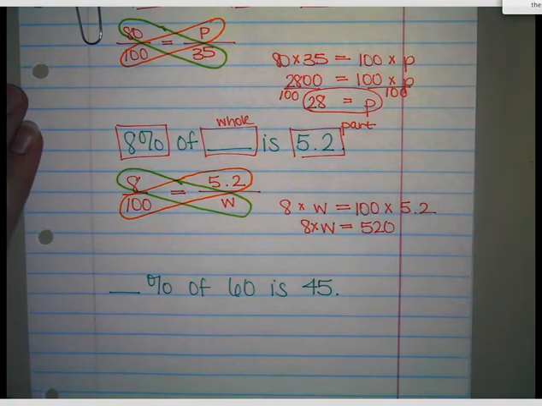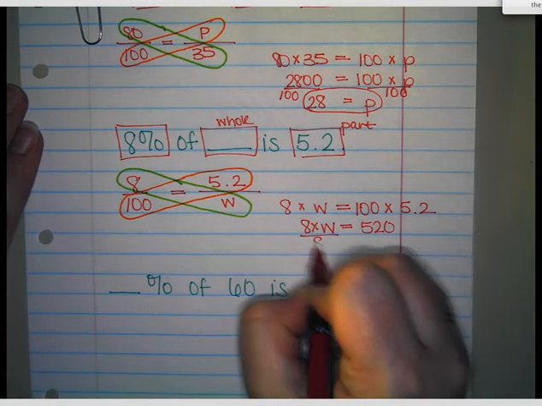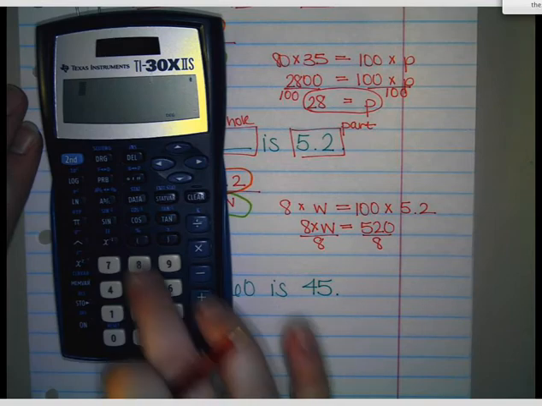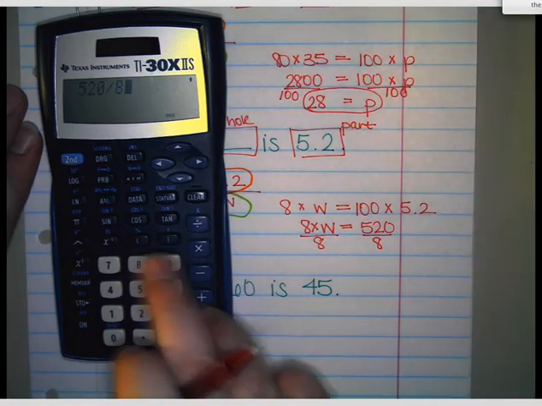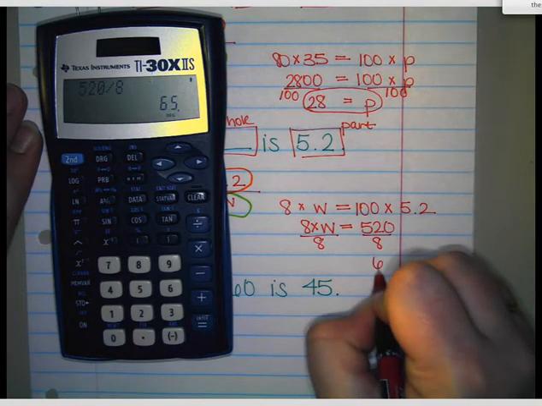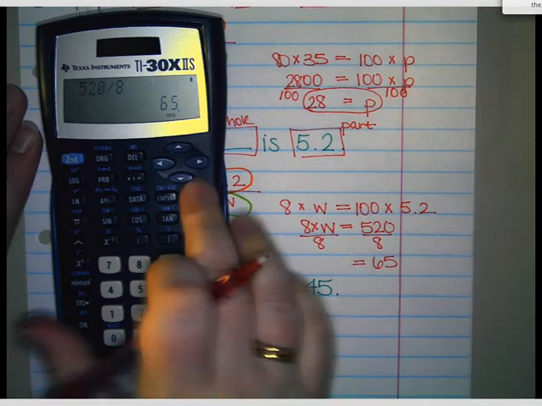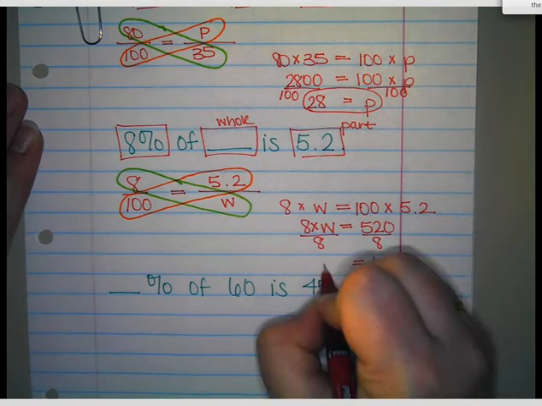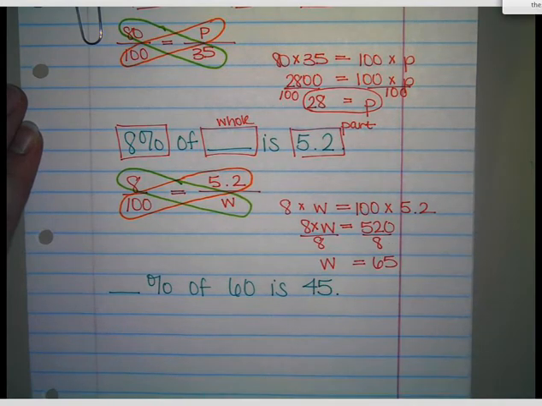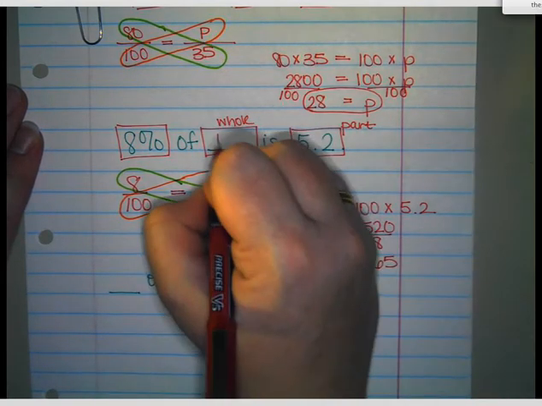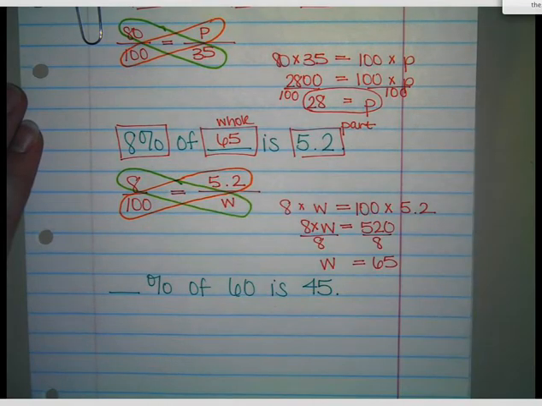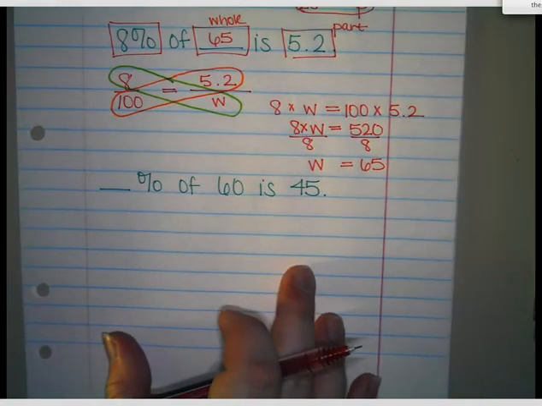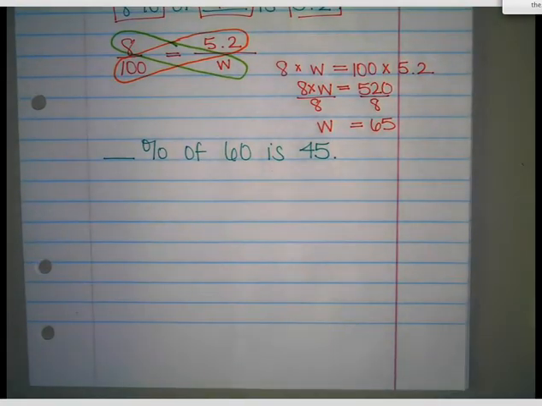If you don't know how to solve that, you can divide both sides by 8. So 520 divided by 8 is 65. And then over here, 8 times W divided by 8 leaves me with just my W. That whole, that missing amount, is 65. Okay, I know that this is a little tricky, but stay with me, take some good notes. We're just going to do one more.